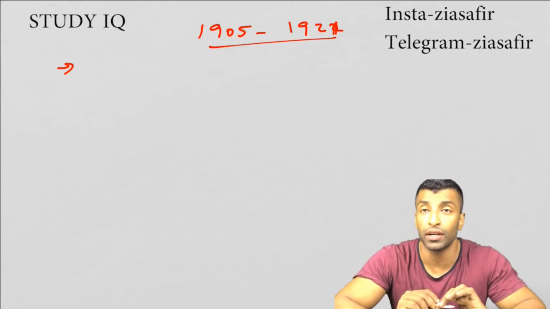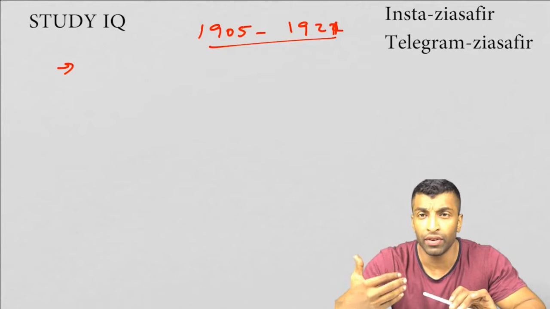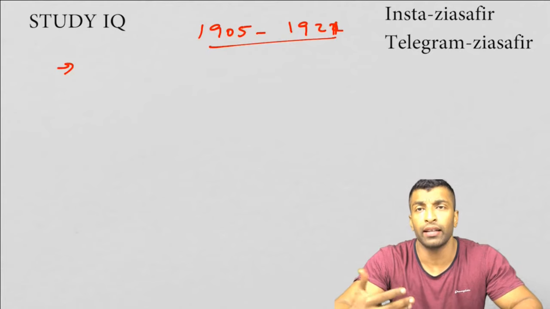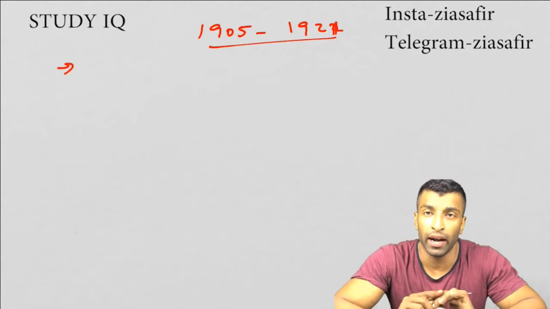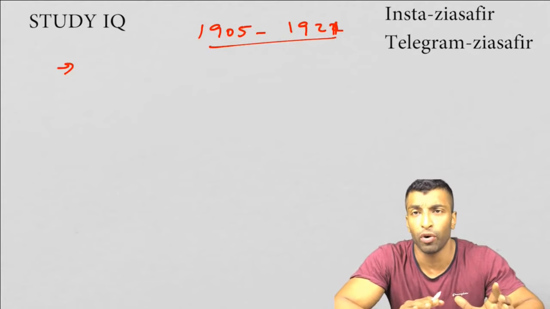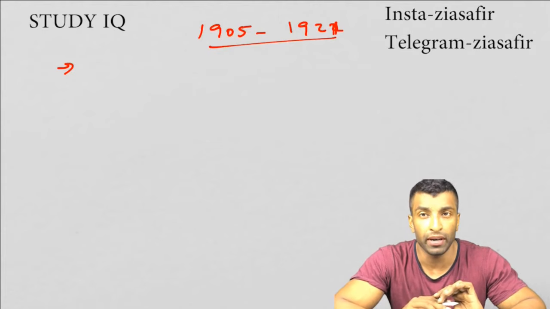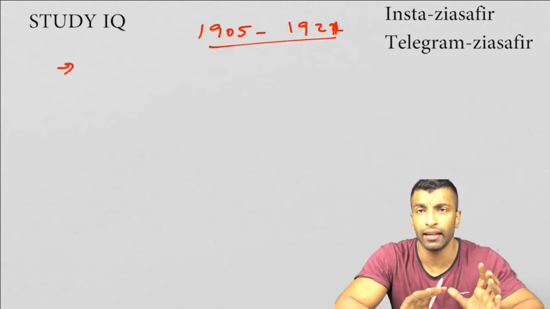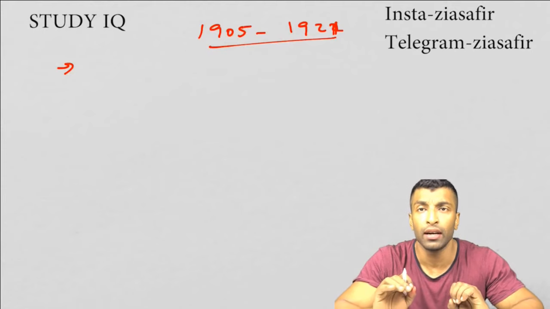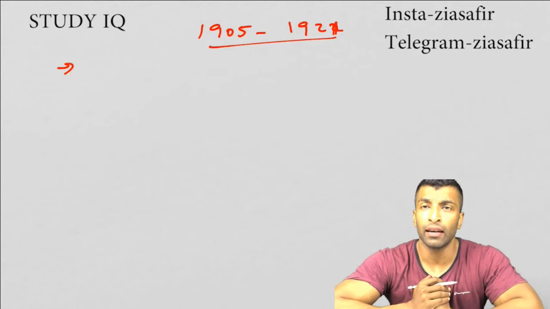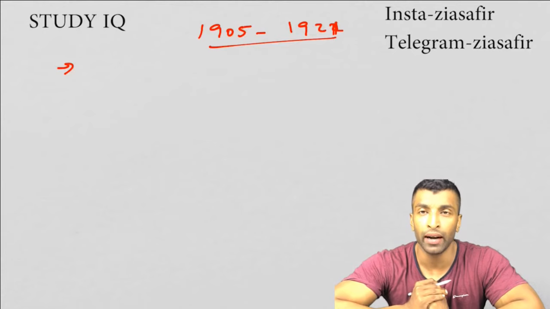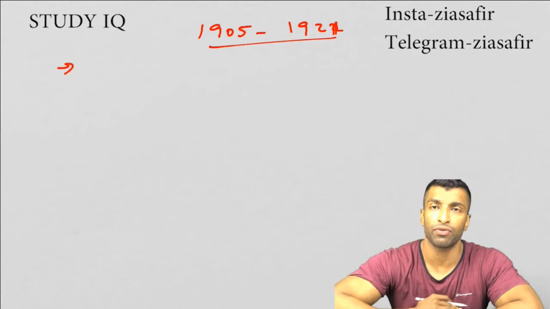1905, we started off with the partition of Bengal, and then we discussed the Swadeshi movement. Associated with that, we discussed the 1907 Surat split, where moderates and extremists got separated and Tilak was sent to jail, and that extremist group actually got suppressed. Then, during 1908 to 1911, we discussed the first phase of militant nationalism.